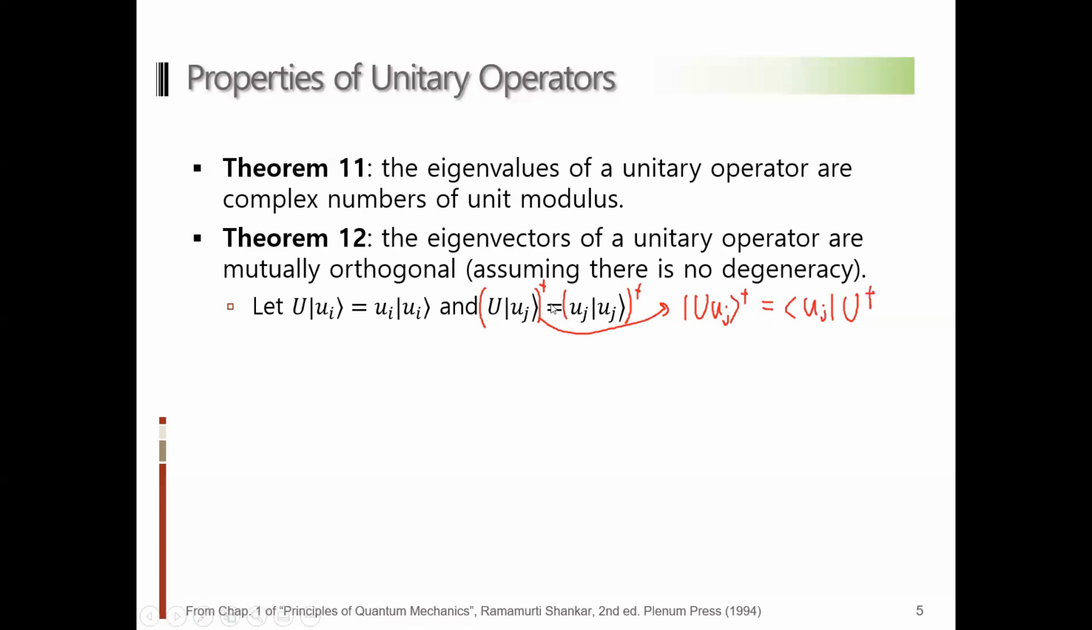Then what about this right-hand side? Well, that's also simple, because if you remember, to find the bra vector, when you are given a linear combination of the ket vector, the only thing you should be careful about is to make sure to convert the coefficient to its own complex conjugate. So this right-hand side will become u_j star times the bra of u sub j. So that's all you have to remember.